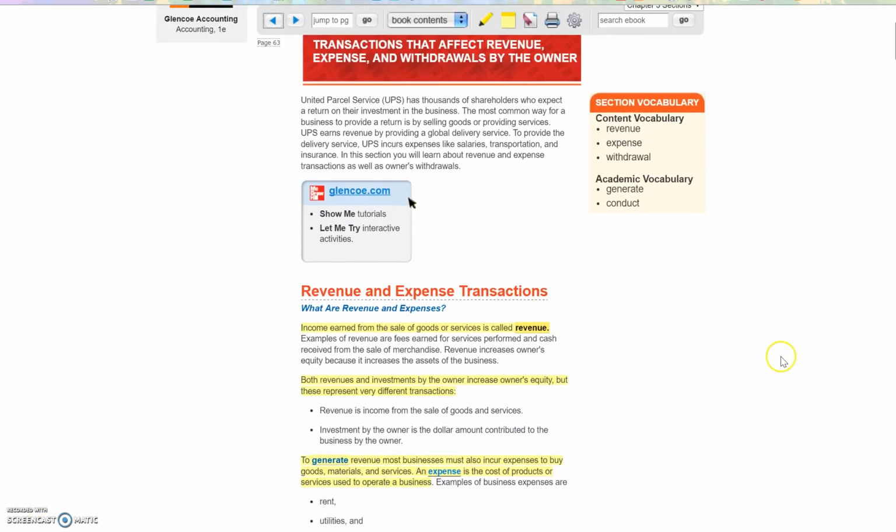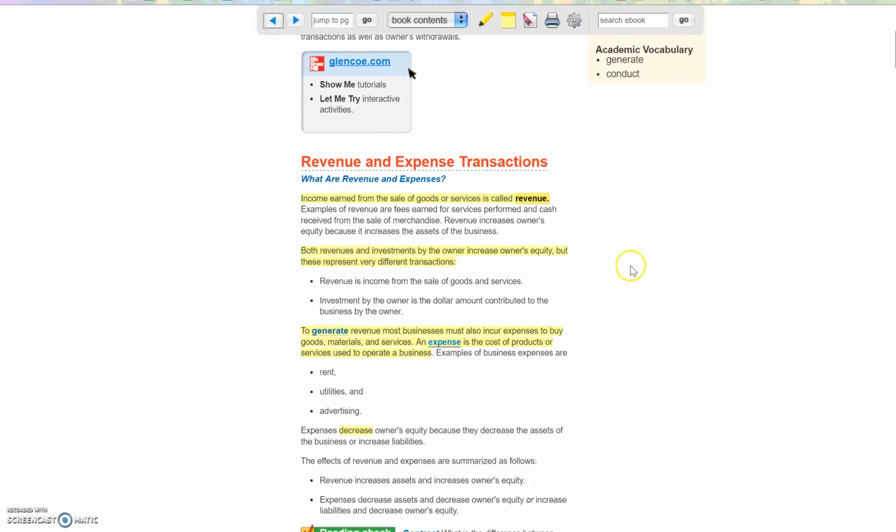So revenue and expenses, if you've had a business class, I feel like you know the answer to this, but just to run through it again. Revenue is income earned from the sales of goods or services. It could be fees earned for services performed. It could be cash received for selling of merchandise. Whatever that might be, whatever type of business you have, it's the way you make your money. Revenue increases the owner's equity because it increases the assets.